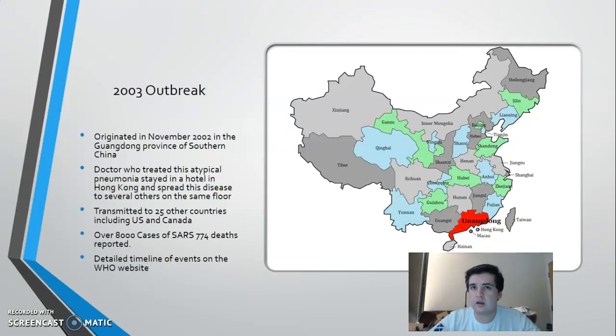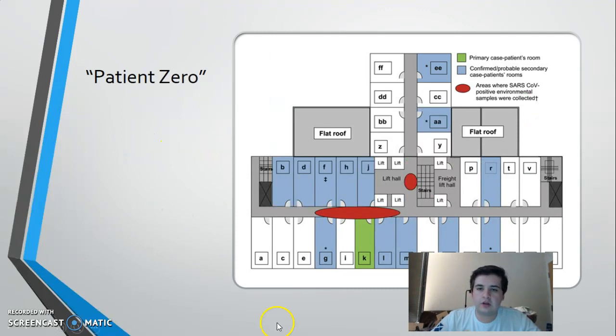There's a detailed timeline on the WHO website. And this is a picture here of this. The green highlighted room is this doctor who treated some of those patients in that area, and you can see he infected a lot of people on this floor. And I think actually everyone who was infected on this floor did pass away, unfortunately, from the disease.